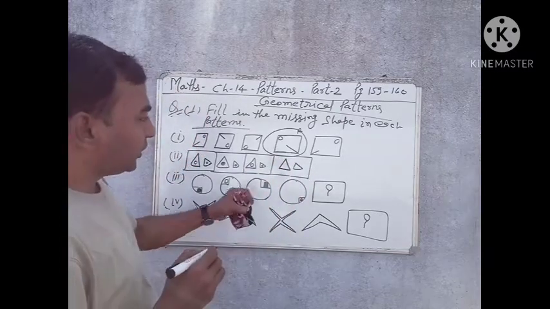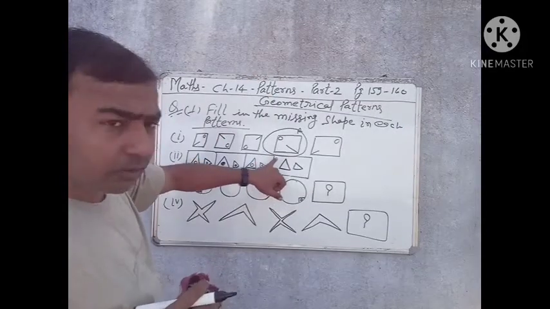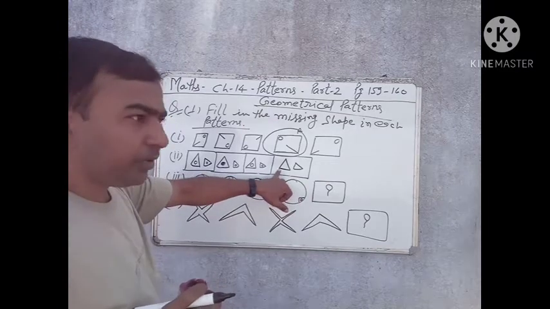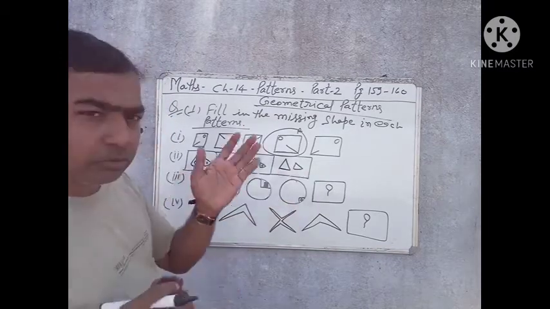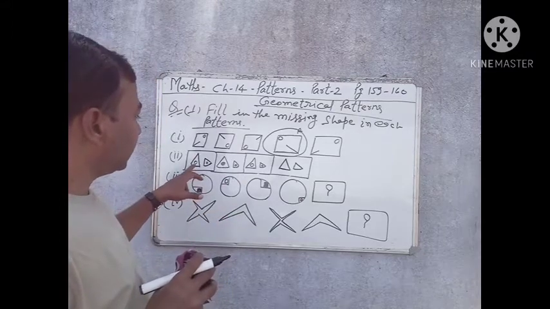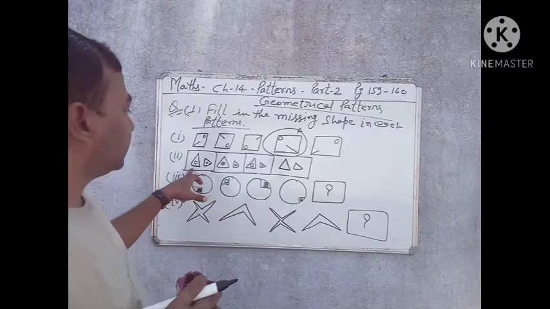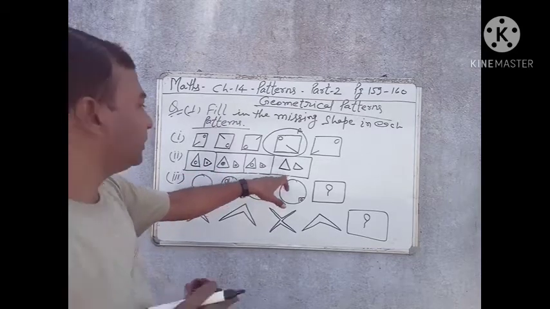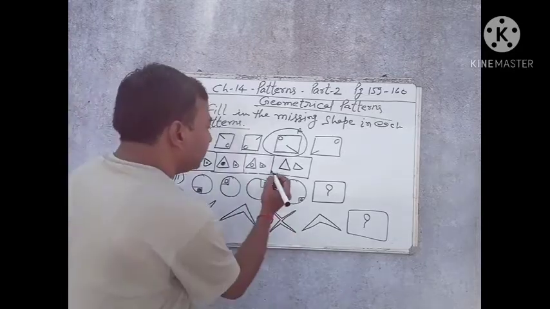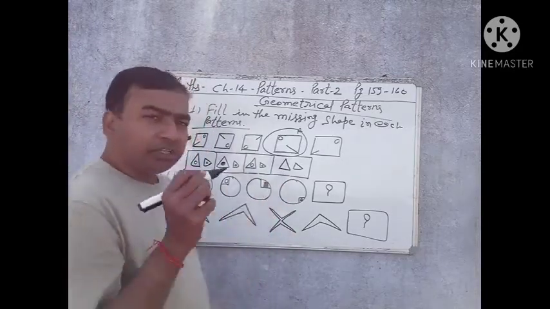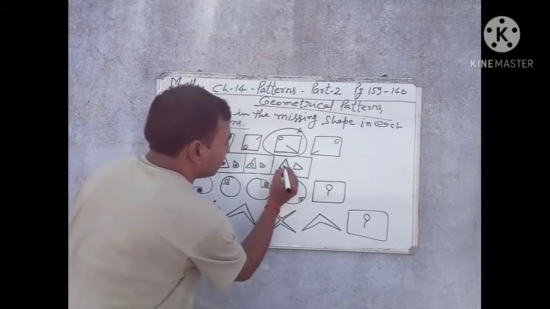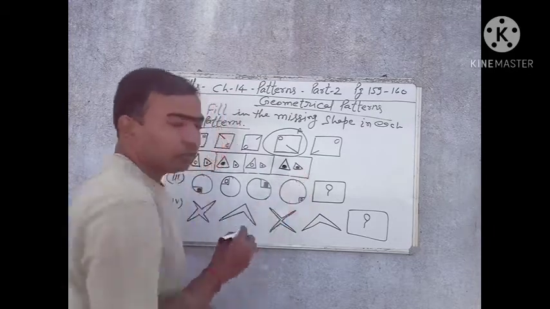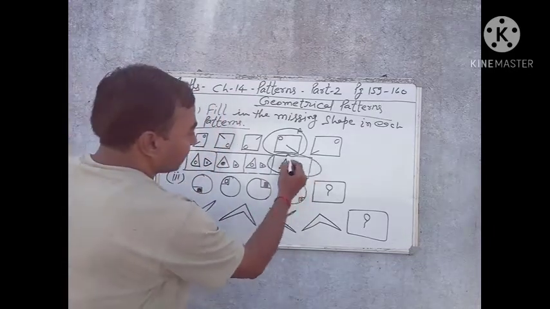After drawing the triangles of two different sides, the first one is bigger and the second one is smaller. Now come to the circle. You can see that this circle is empty, this is dark, this is empty. So the next one will be the circle with the dark spot, like this. So this is our answer in question number 2.